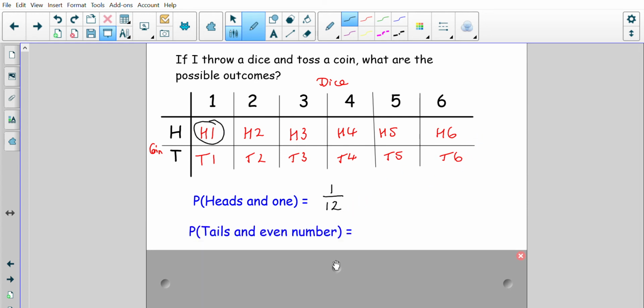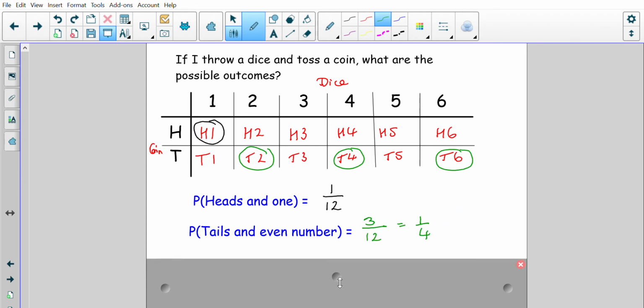If I want to know the probability of getting a tails and an even number, well, let's use green to select those. So I could get a tails and a 2, a tails and a 4, or a tails and a 6. So there's 3 ways of getting a tails and an even number out of 12 possible outcomes. So that simplifies to a probability of 1/4.